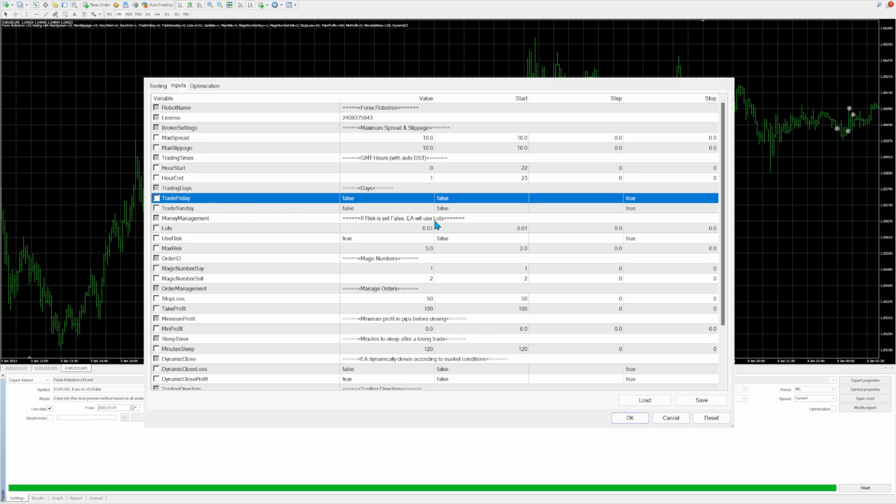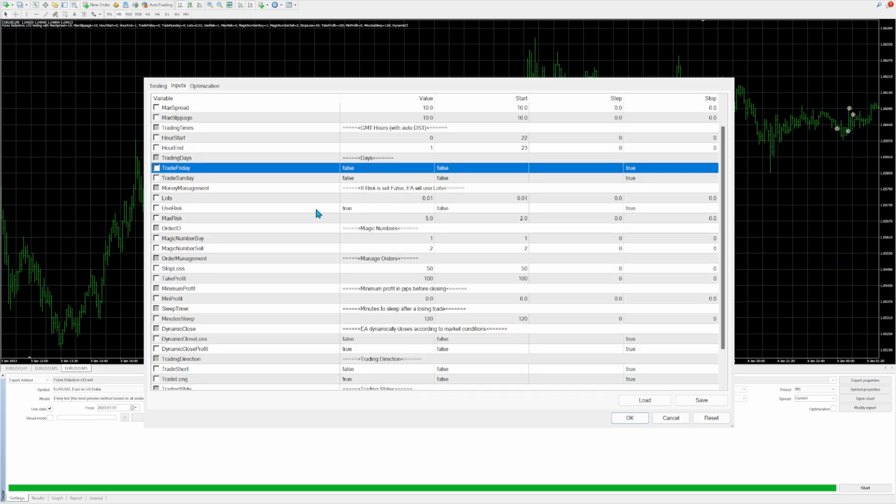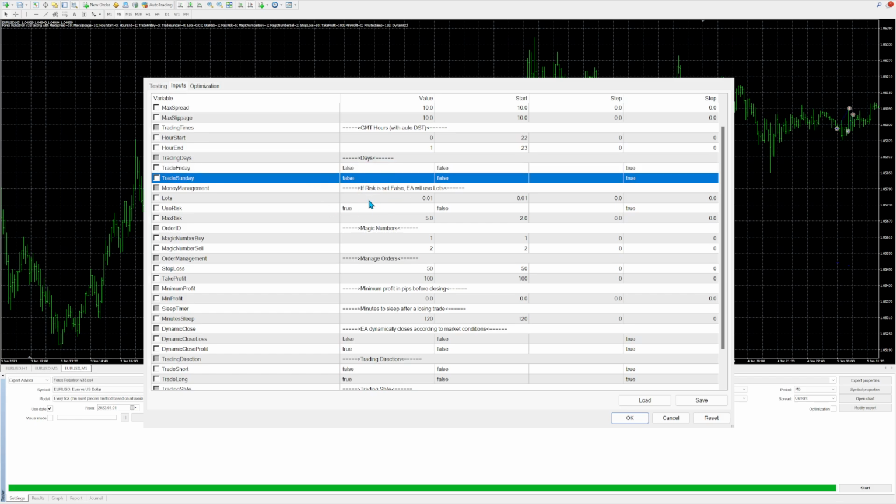Days, so you can choose to trade Friday or Sunday. They're false by default, so we'll just leave them as that. That's because there can be big gaps over the weekend. So the EA doesn't want to get caught on the wrong side of a big weekend gap, and spreads can be higher on the market opening on Sunday or Monday depending where you are, so we'll leave that false.